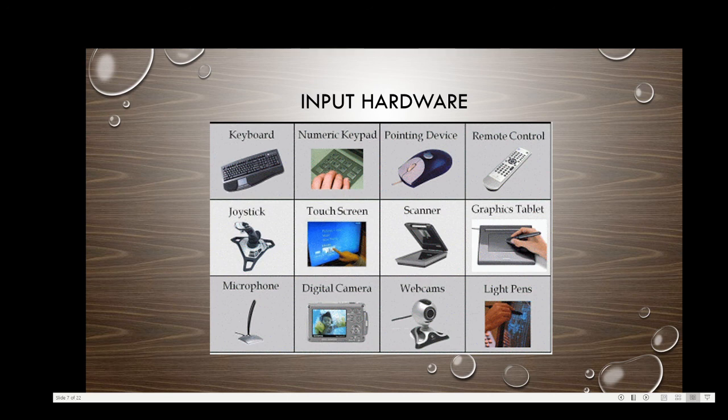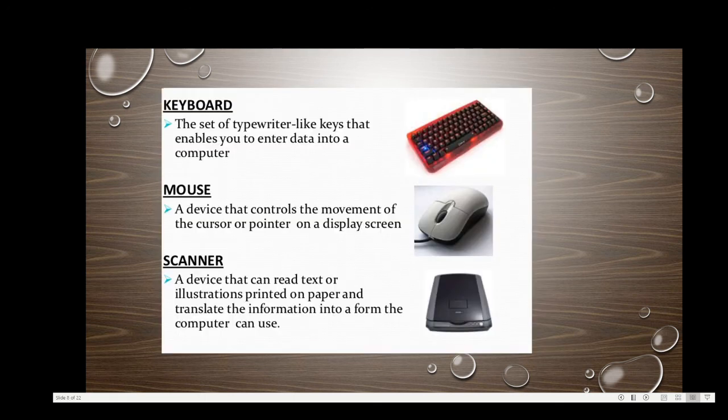So what is actually meant by input devices? Input devices are devices by which data or information is provided to the computer. I hope it is clear. A computer cannot work without information, without data. So someone should give this information to the computer through some particular devices. So these devices by which we enter the data or we provide the data to the computer are known as input devices or input hardware. Basically, keyboard, mouse and scanner. These are known as the main input devices.